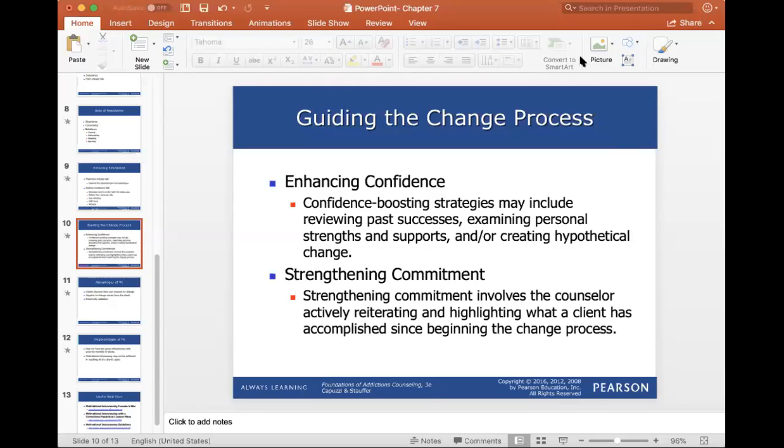reiterating and highlighting what a client has accomplished since beginning the change process. So no matter how slow someone goes, even a little progress is progress. So you always want to meet clients where they're at, move at their pace, and highlight their little inkling. Even if it's just an inkling of growth, you want to highlight that. So today, you're feeling discouraged today, and let's take a minute and kind of reflect back on our journey.